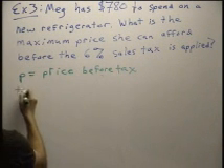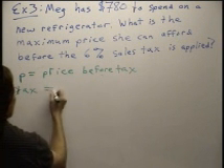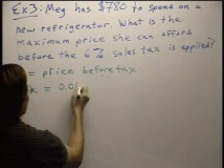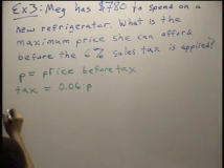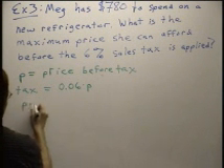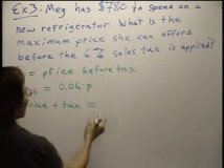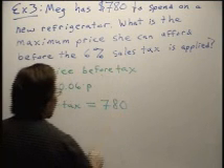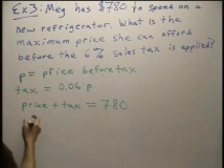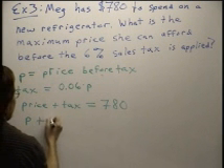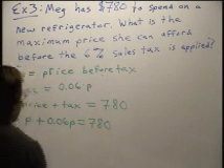and then the tax is going to be 6% of the price. So that will be 0.06 times P. Okay? So then the price plus the tax equals $780. That will give us the maximum price that she can afford. Price is P. The tax is 0.06 P. And together they equal 780.